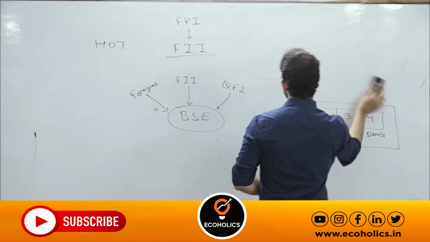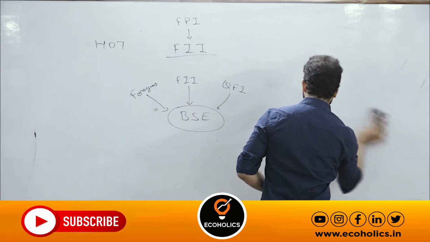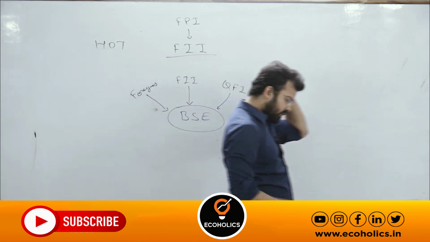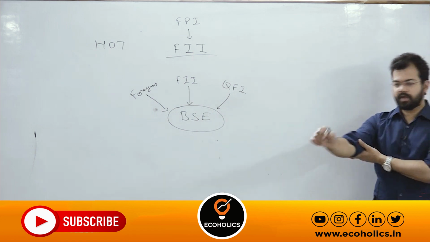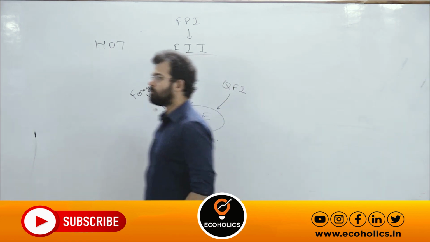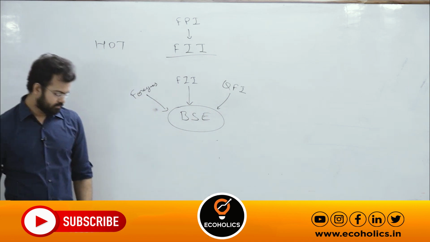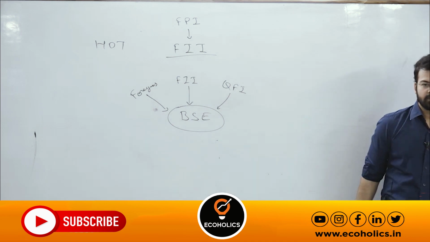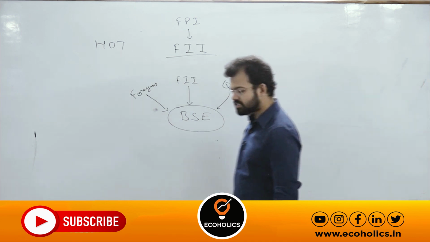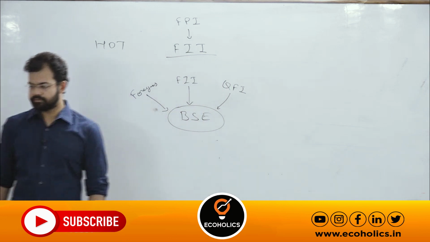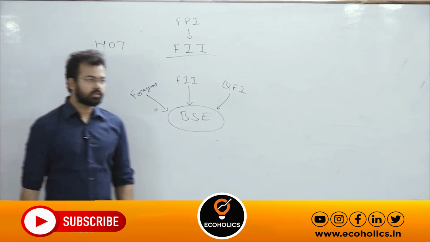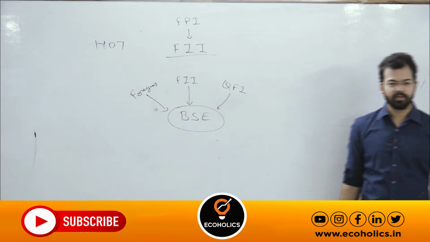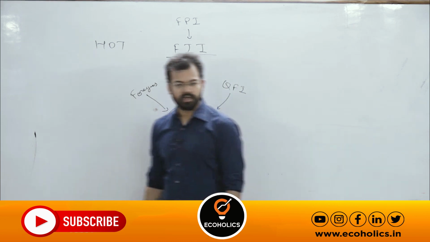Now you write the word quantitative easing, QE. Quantitative easing is the policy followed by the Federal Reserve of America, in bracket you write Central Bank of USA. Same like RBI. RBI of America, you can understand in a layman language.